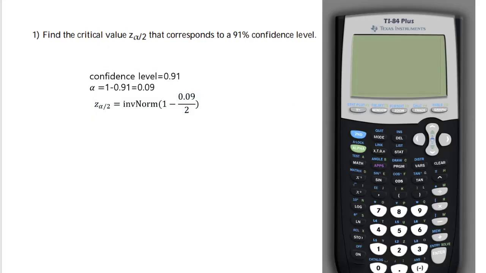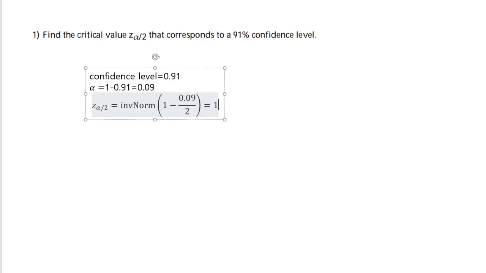So let's try that. Here's a TI-84. Turn it on, clear, second vars. You take the inverse norm and you do 1 minus 0.09 divided by 2, and then you keep entering and paste it, and you get 1.6954. Okay, so that's how you solve this question.